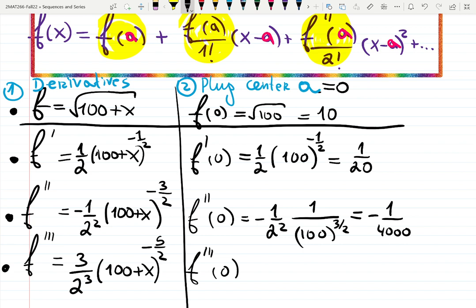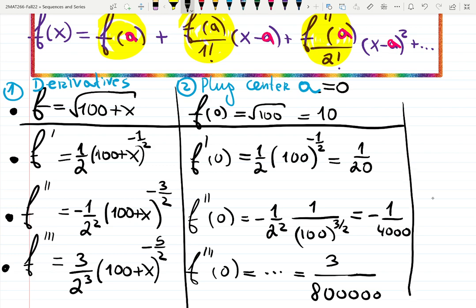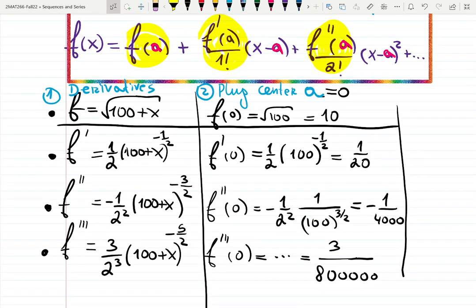And the last one, repeating the whole thing, I'm getting 3 over 8 and then zeros. 800,000. Plug it in. See, if it doesn't fit into the table, make it as a list of steps. Step 2, plug the center. Does it make sense? We're plugging our center into derivatives.